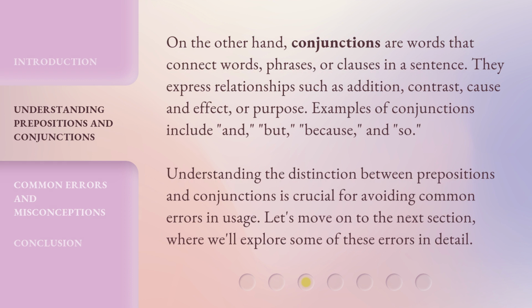On the other hand, conjunctions are words that connect words, phrases, or clauses in a sentence. They express relationships such as addition, contrast, cause and effect, or purpose. Examples of conjunctions include and, but, because, and so. Understanding the distinction between prepositions and conjunctions is crucial for avoiding common errors in usage. Let's move on to the next section, where we'll explore some of these errors in detail.